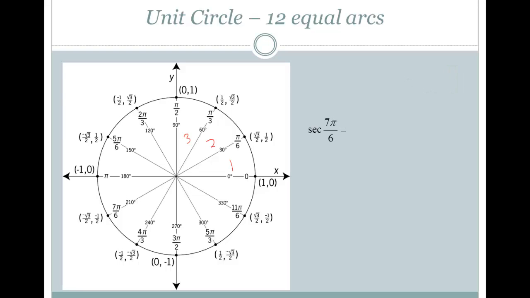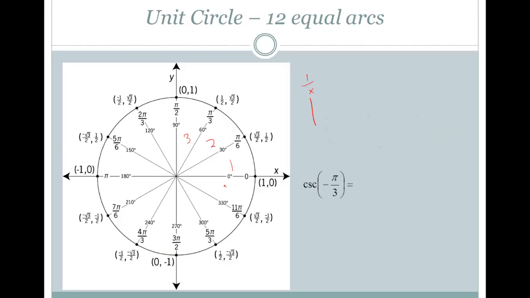What's secant of 7 pi over 6? Okay, secant, remember, is 1 over x. So now I have to find out what the x value is at 7 pi over 6. I come to 7 pi over 6, and I want the x value. It's negative root 3 over 2. Now I don't want to leave it like that. I have to do some manipulation. The 2 comes on top. I don't like the radical in the bottom, so I have to rationalize: multiply top and bottom by radical 3. And I get negative 2 root 3 over 3.